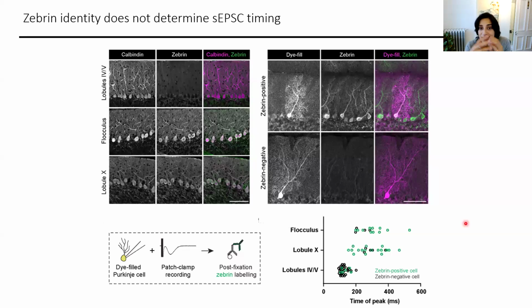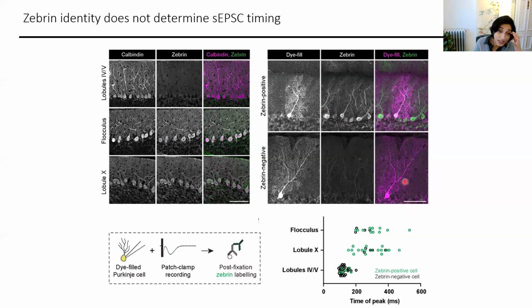And so this natural variability helped us try and understand whether it was the zebrin identity of the cell that was determining its synaptic timing, or whether it was its location within a lobule, its lobular identity, that determined it. So what Ria did is, and this is just staining to show you that lobules 4-5 is largely zebrin negative, whereas the other two regions are largely zebrin positive. So she did this fairly brave experiment where when she recorded the synaptic current from a cell, she dye-filled the Purkinje cell, and then post-fixed and labeled for zebrin so that she would then be able to see, and this is the dye-filled cell, and you can see that in some cases these are zebrin positive, and in some cases these are zebrin negative cells.